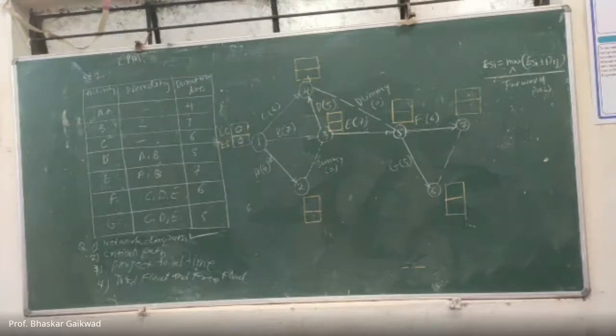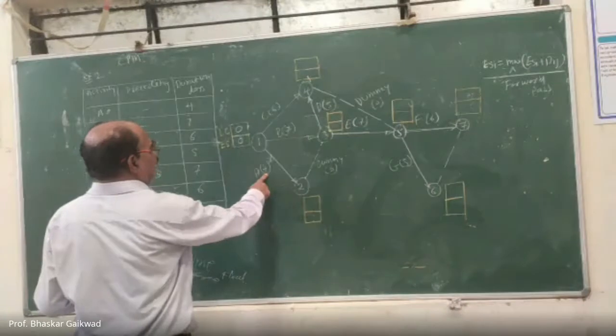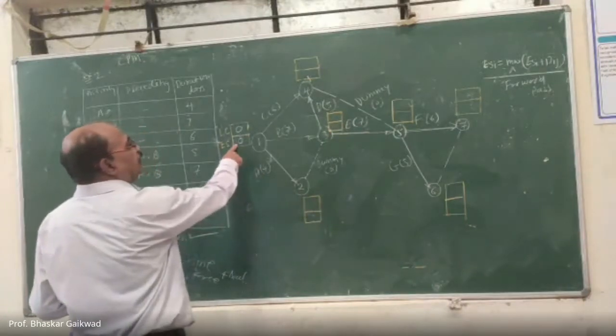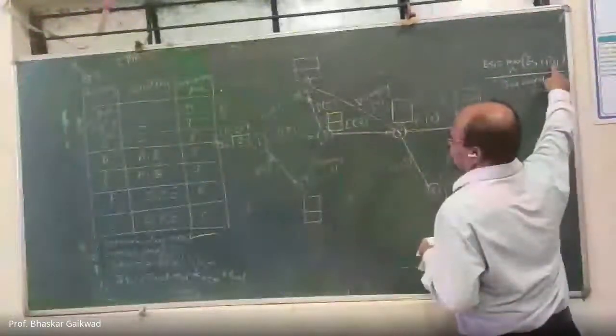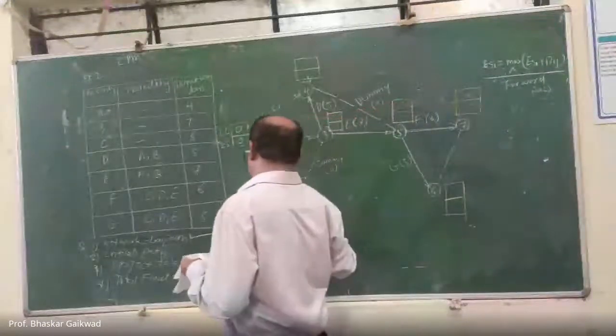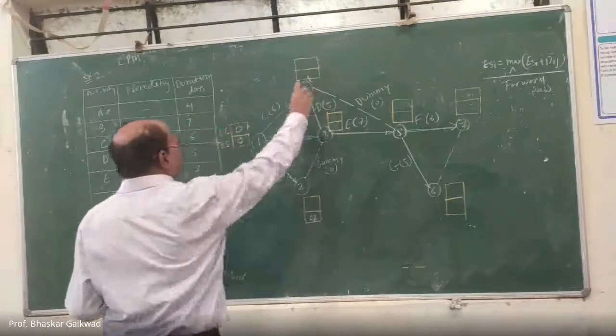So one by one we have to go sequence-wise, 1 to 2 first. So 1 to 2, what is the duration here? This is the ESI, and the duration is 4. So what is the earliest start time here? 4 will be there.